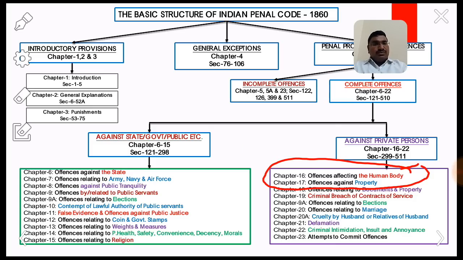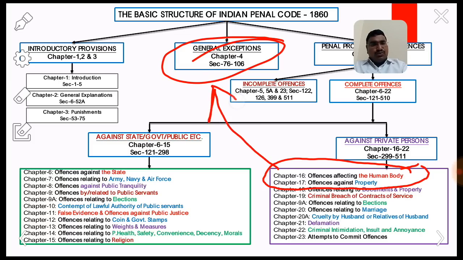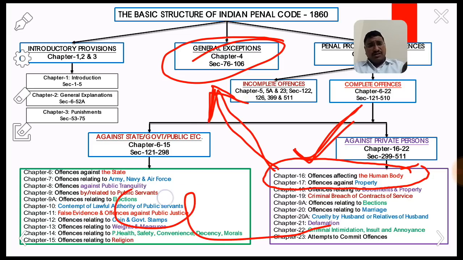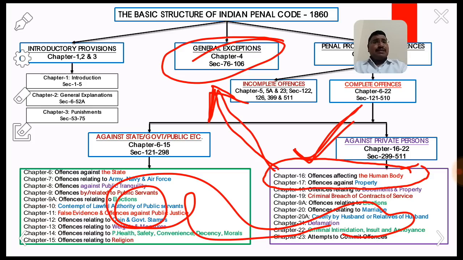But we need to understand one thing, that is, the general exceptions which are specified under chapter 4 are available only to chapter 16, those which are offenses affecting the human body, and those which are the offenses affecting the property. Only in case of offenses affecting the human body and offenses against the property can we use the general exceptions. For the rest of these provisions, the general exceptions are not available. One should not use the general exceptions for these chapters except chapter 16 and chapter 17.